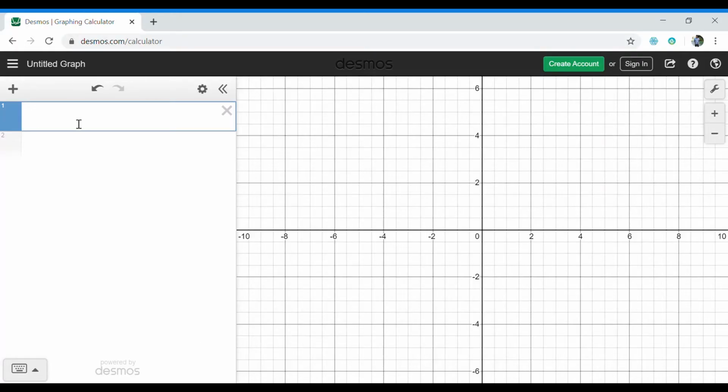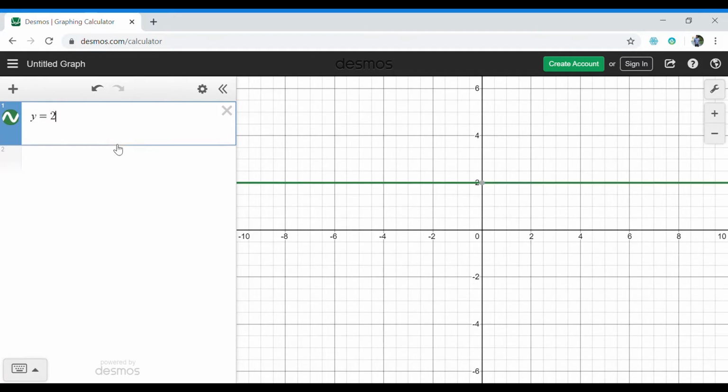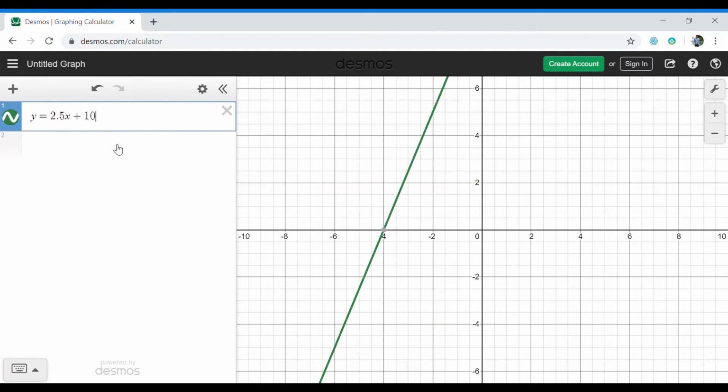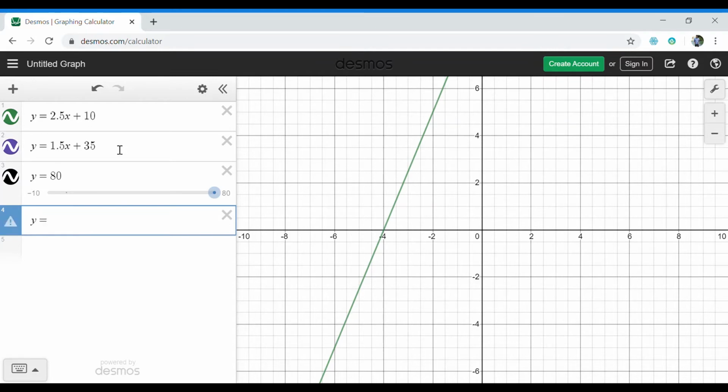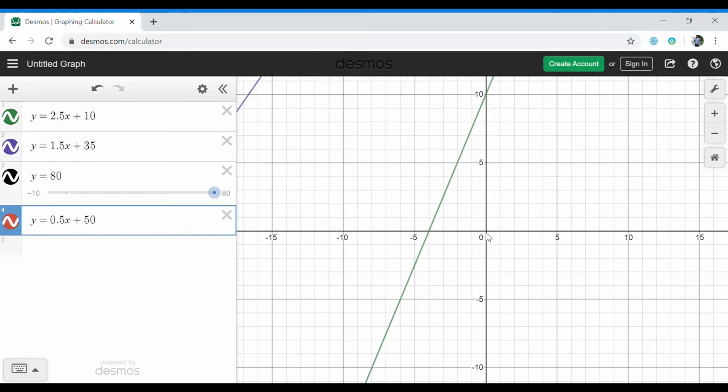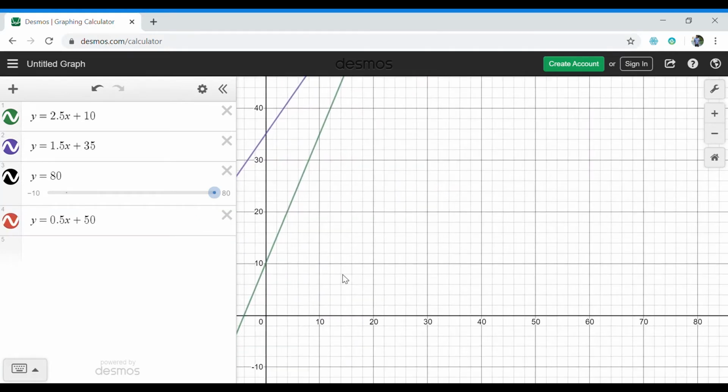All right, so what I'm going to be doing here is putting all my 4 equations in the left-hand pane, and they're going to be giving me the graph here in this region. So my first equation is y equals 2.5x plus 10. My second equation is y equals 1.5x plus 35. The other one is y equals 80. And the last one is y equals 0.5x plus 50. So this is going to give me all the four equations that I need to be looking at. I'll try and minimize my screen right now because I'm looking at my numbers.